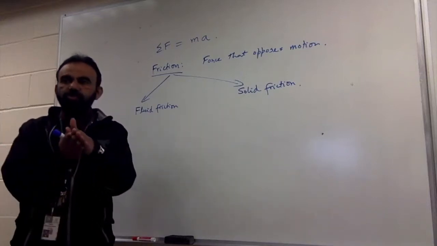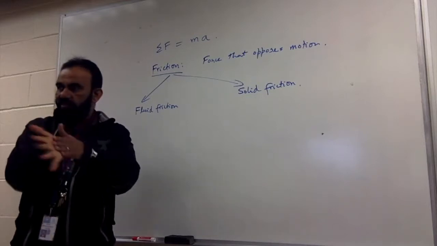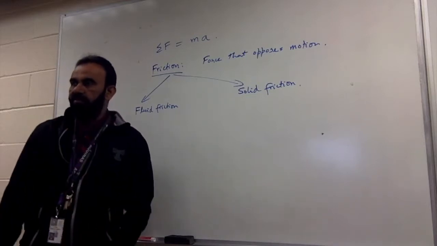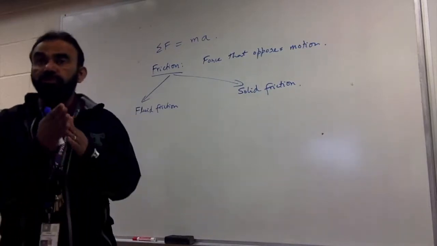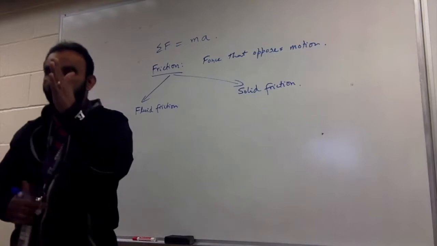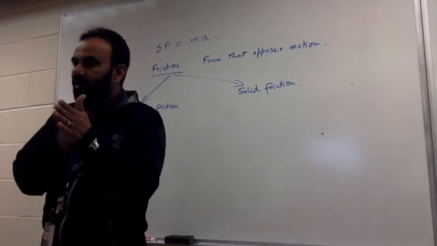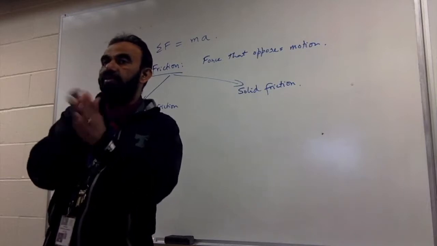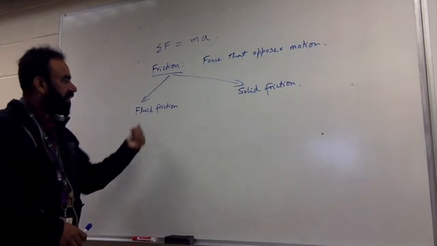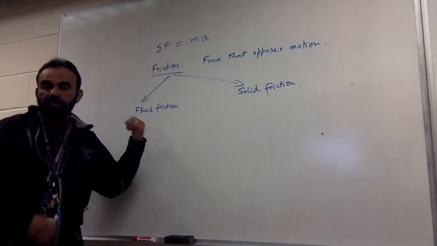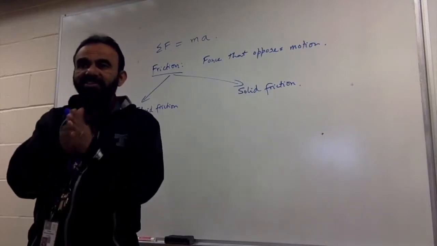Solid friction is between two solid surfaces, like me rubbing my hands like that. That is solid friction. Two solid surfaces. And what's fluid friction? It is two fluid layers. One layer of air with another layer of air, or one layer of water with another layer of water. Two layers of a fluid rubbing against each other. That's called fluid friction.